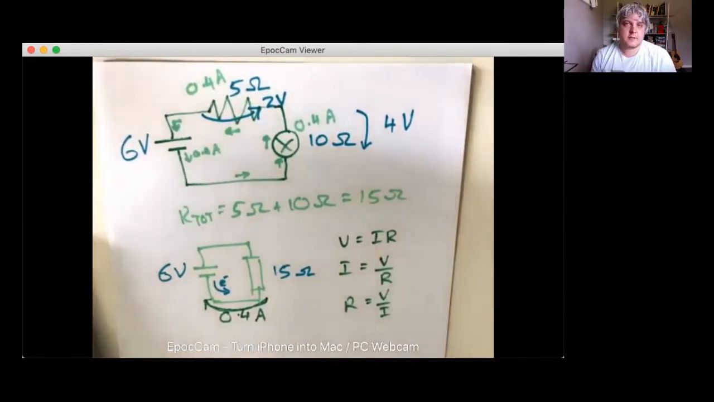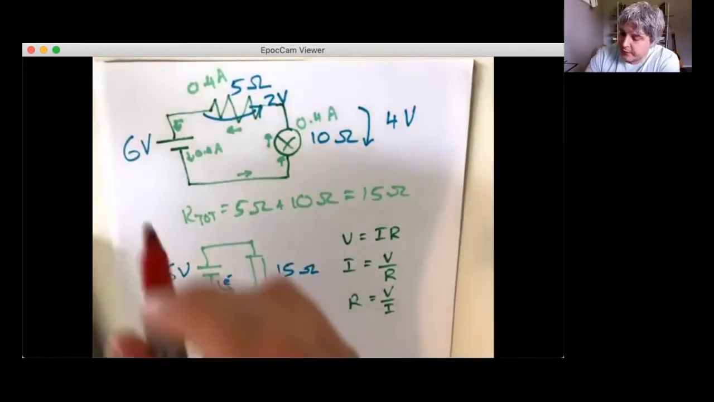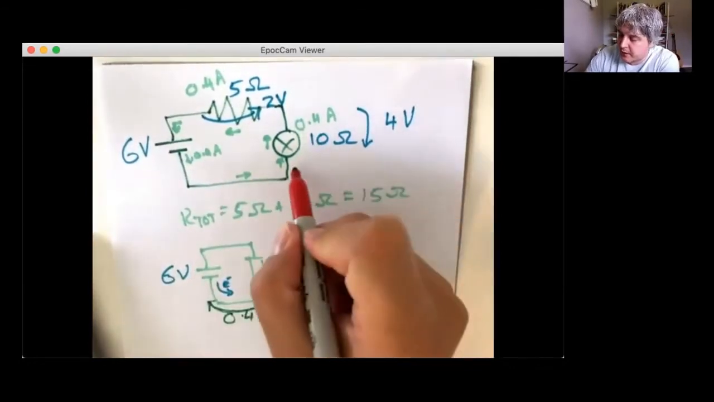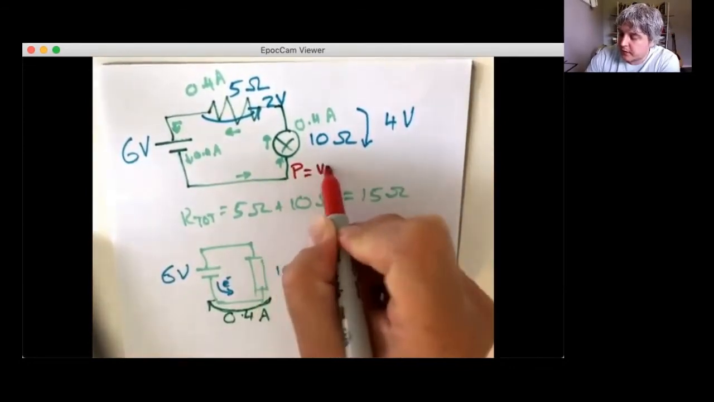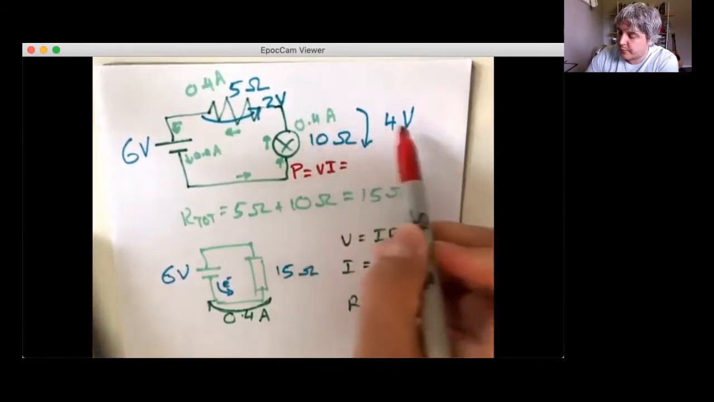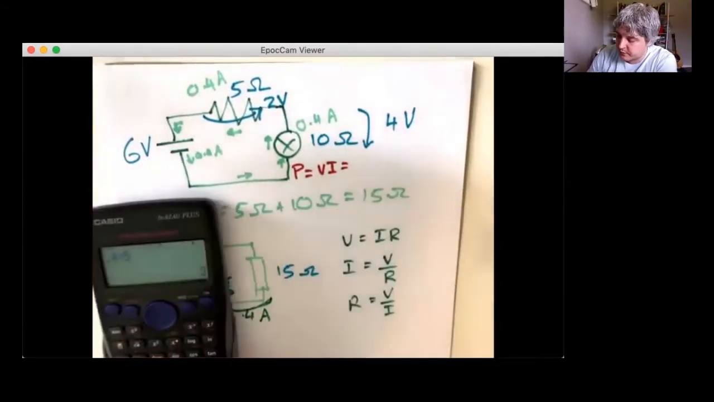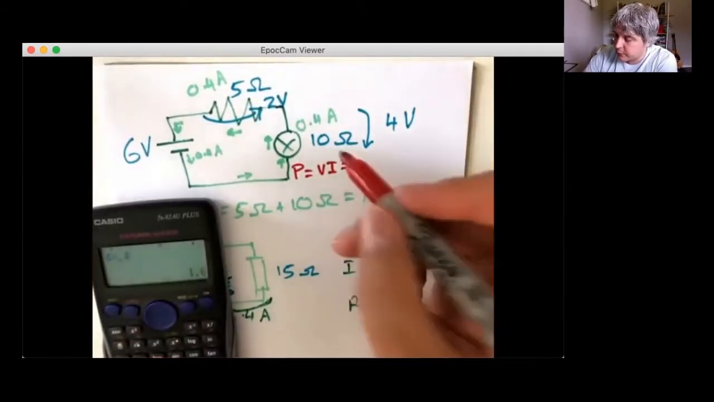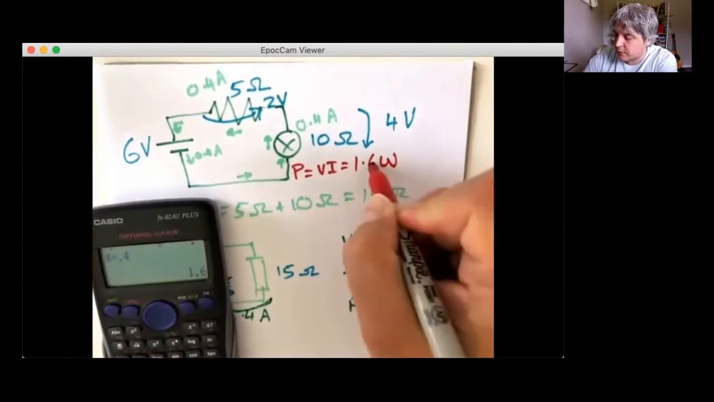What that then allows us to do, if we were so inclined, and we are going to be so inclined right now, is to figure out the power. I'm going to just get a new color for the power so I can just draw it on top of the same diagram. We're going to look at the power. So the power is equal to VI, and we have those bits of information. We have 4 volts and we have 0.4 amps. So 4 times 0.4, we have 1.6 watts.